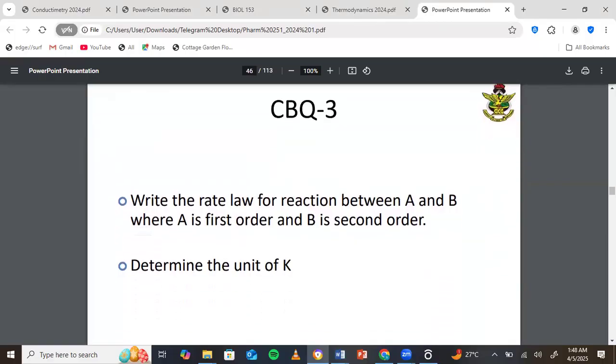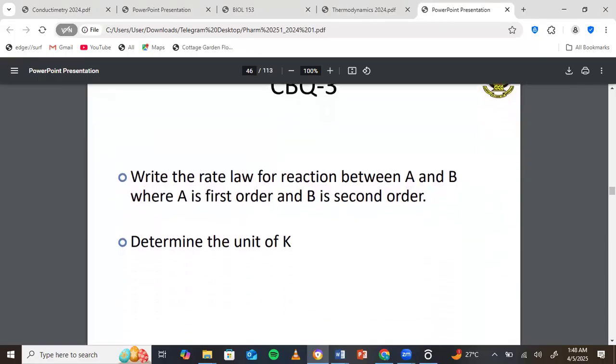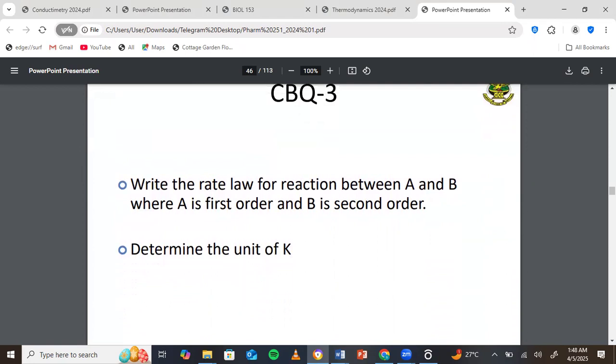Now, confidence building question. They are asking us to write the rate law for the reaction between A and B, where A is first order and B is second order. If they give us such a simple question, this is how we have to write it. The rate will be equal to K, concentration of A, they said it's first order, so raised to the power 1. Concentration of B, second order, so raised to the power 2.